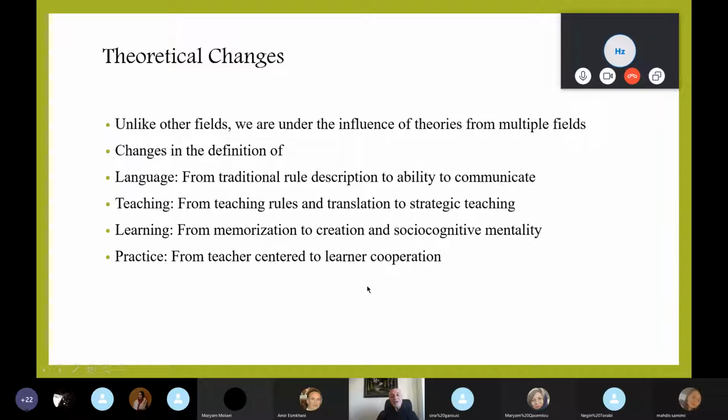But now we are in the area of socio-cognitive mentality, meaning that learning is a different kind of process. In practice, from teacher-centered to learner cooperation, we have moved. I don't know what kind of strategy, what kind of theoretical framework, what kind of teaching methodology you use in your institutions, but right now, or at least my experience, has been like this in Iran, that it is almost always teacher-centered. But now we are shifting and taking the load from teachers' shoulders and directing it in an informed way to students and asking them to take responsibility for their learning.